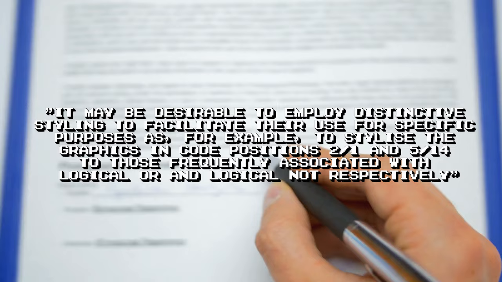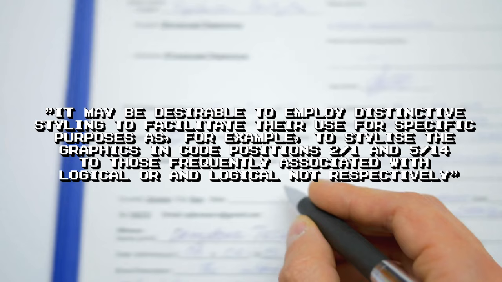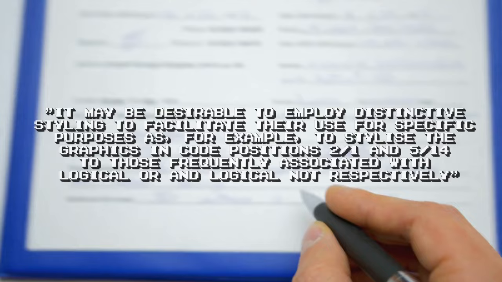"It may be desirable to employ distinctive styling to facilitate their use for specific purposes, as for example to stylize the graphics in code positions 2-1 and 5-14 to those frequently associated with logical OR and logical NOT respectively." The original vertical line found in 7-12 was then broken, so that users would not mistake it as the logical OR symbol, which would then create an erroneous output. And the ASCII character codes were formed.